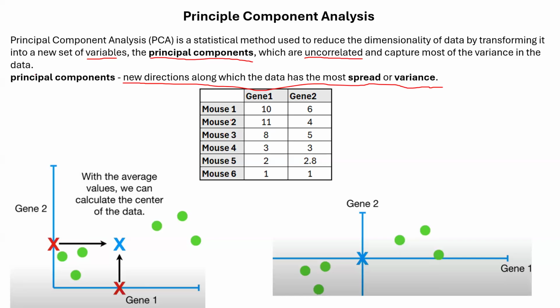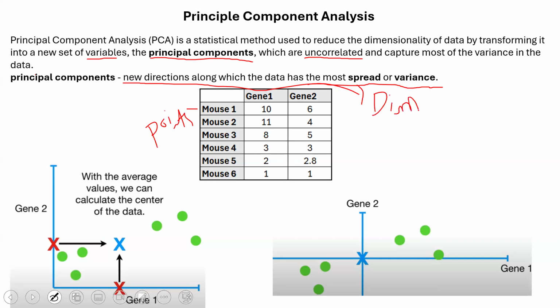So I have this gene 1 and gene 2. These are my dimensions, and these are my different points that are there with me. So I have 6 different mice. These are called points. These are dimensions.